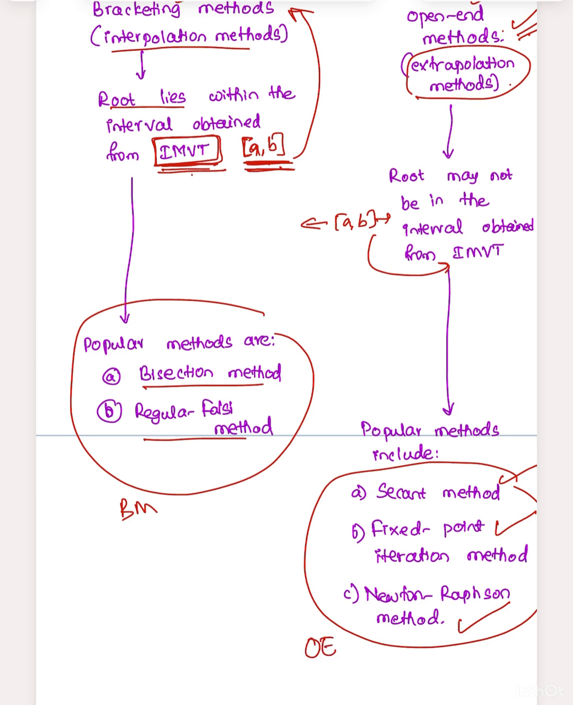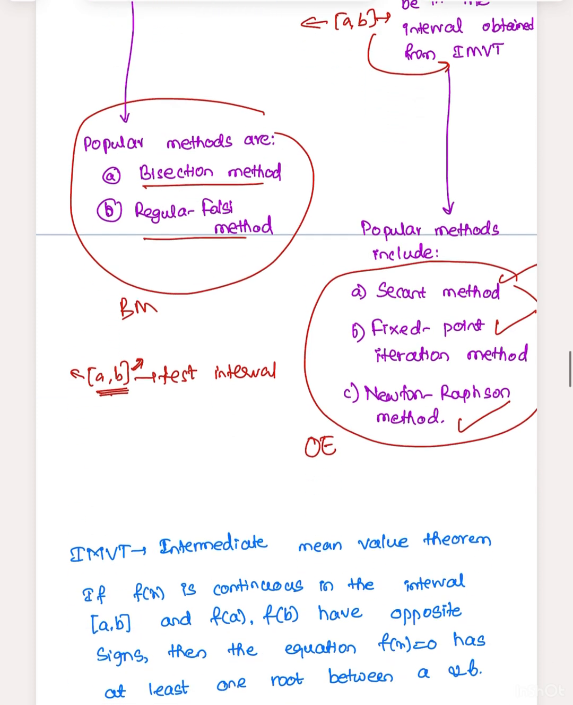Here we have mentioned one theorem, the intermediate value theorem, from which the interval AB is obtained. This interval is called the test interval, because we are testing for the root. If the root lies within the test interval, that will be bracketing. If the root is outside, sometimes it may be inside, sometimes it may be outside, those are called open-end methods. Now we will see what the intermediate value theorem is.